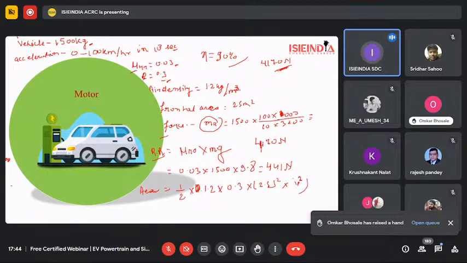So velocity, what will you be taking here? We will be taking the final velocity here. Okay, so 100 kilometer per hour. This V should be in meter per second. So if we convert the 100 kilometer per hour into meter per second, then what is it?